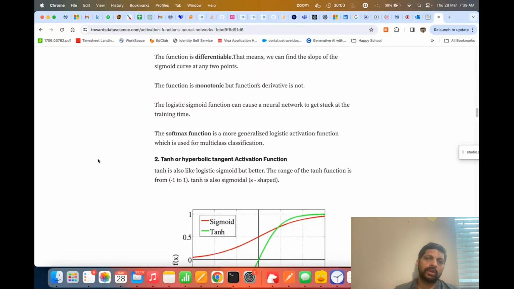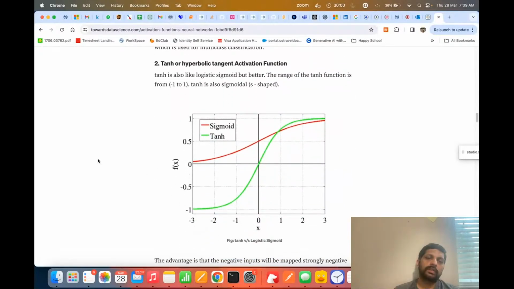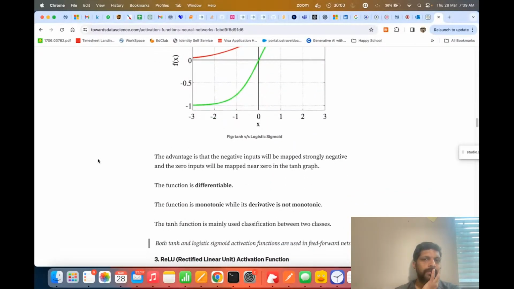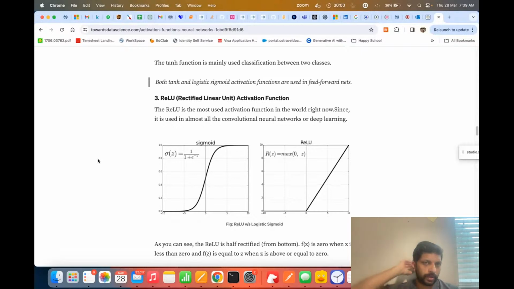Tan h is also like the logistic sigmoid, but better. The range of the tan h function is from minus 1 to 1. Sigmoid is 0 to 1, tan h is minus 1 to 1, and it's S-shaped. The negative inputs will be mapped strongly negative and the zero inputs will be near zero. The tan h graph is differentiable. The function is monotonic, while its derivative is not monotonic. It is mainly used in classification between two classes.